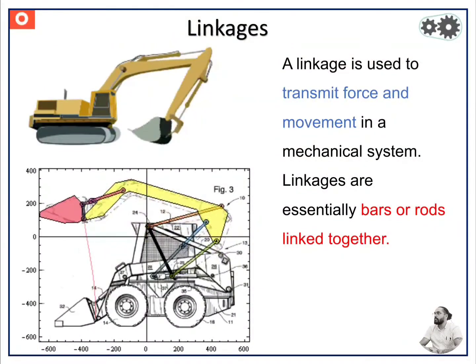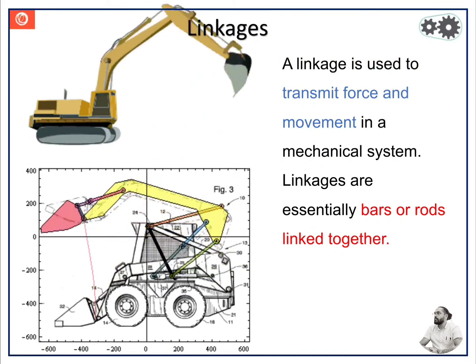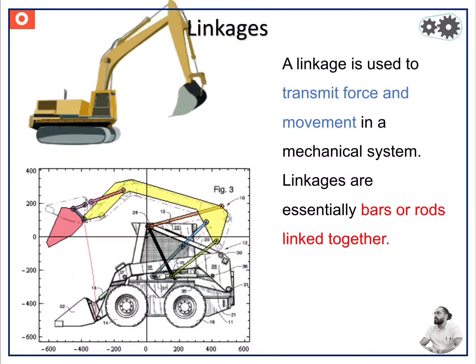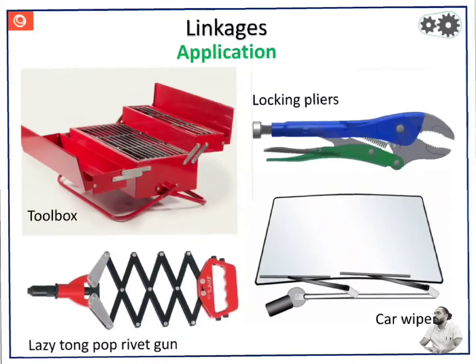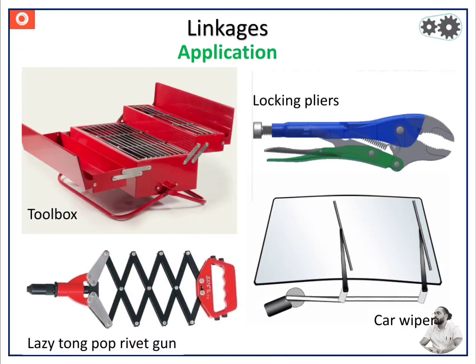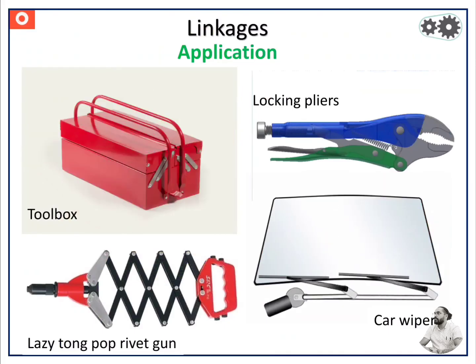Linkages are used to transmit force and movement in a mechanical system. Linkages are essentially bars or rods which are linked together. Applications of linkages are as follows. You have a toolbox, locking pliers, lazy tongs, pop rivet gun or car wipers.